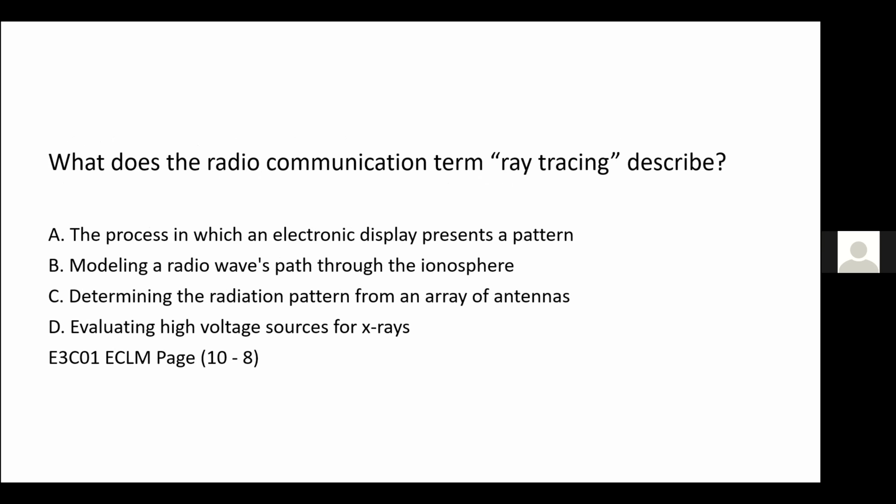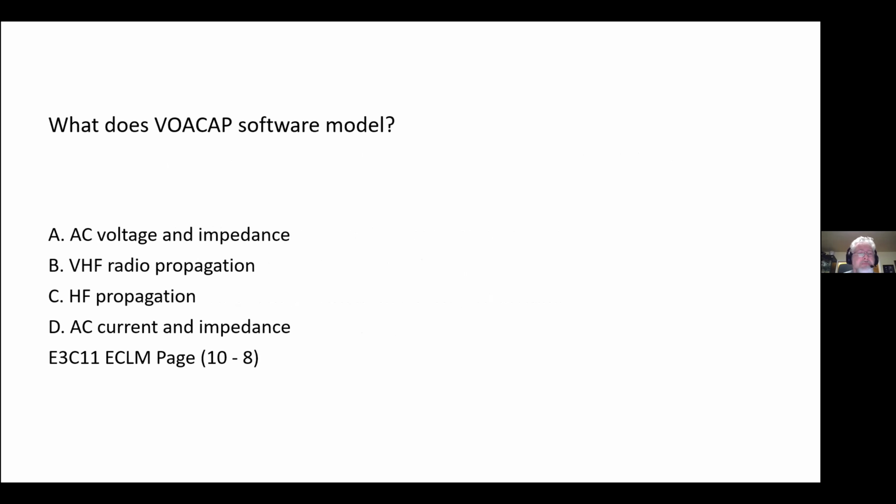What does the radio communication term ray tracing describe? A, the process in which an electronic display presents a pattern. B, modeling a radio wave path through the ionosphere. C, determining the radiation pattern from an array of antennas. Or D, evaluating high voltage sources for X-rays. Bravo is correct. Modeling a radio wave's path through the ionosphere.